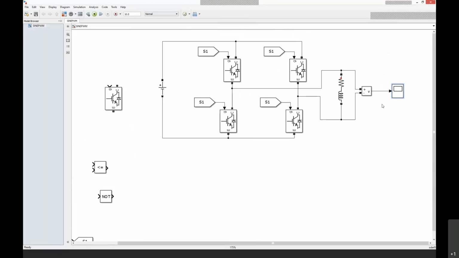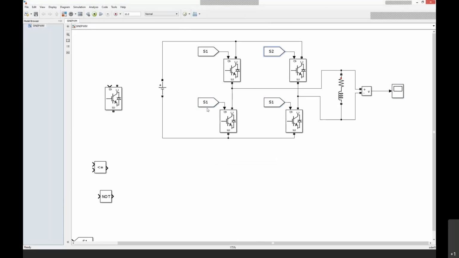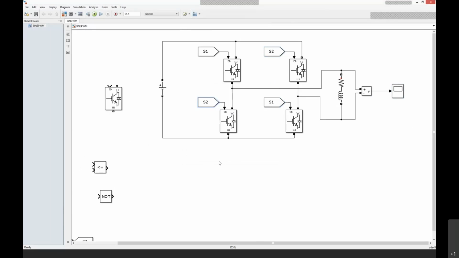Since we are implementing a bipolar sine PWM technique, the opposite switches have the same firing signals. That means this switch and this switch have the firing signal of S1, whereas for these other switches you have the firing signal S2. So this is S2 and this is also S2. Clear?